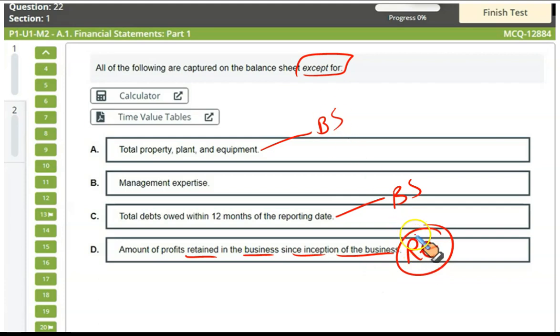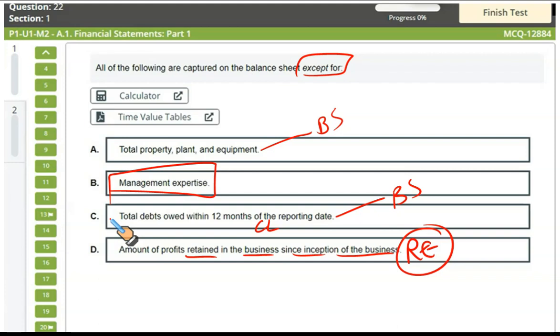All these are reported on the balance sheet. This is another name of current liability. So what is not shown on the balance sheet? Management expertise. Why? It's a non-monetary asset. Management competence, management commitment, management honesty, management expertise, management ability to solve problems.